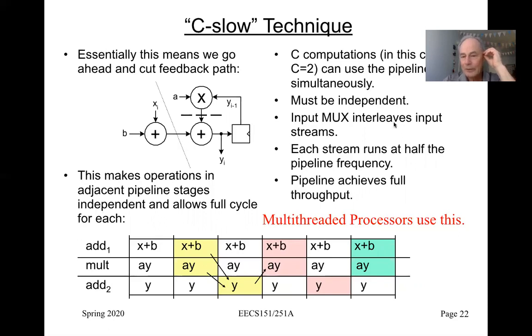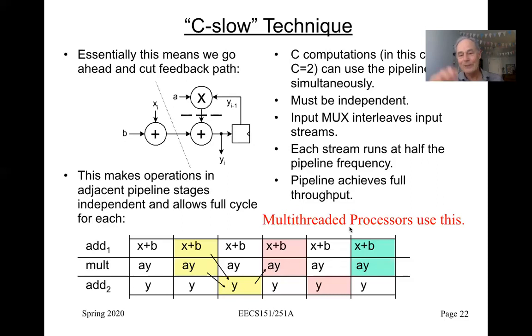Then you have to have an input mux that interleaves the input streams. The mux will take from the left stream and then take from the right stream, then left, then right, on alternating clock cycles. And then, as I said, each stream runs at half the pipeline frequency, but the pipeline achieves full throughput. So it makes our use of the hardware efficient, and it kind of spaces out each computation in time so they don't have these hazards that come up. Okay, so this technique is called C-slow.